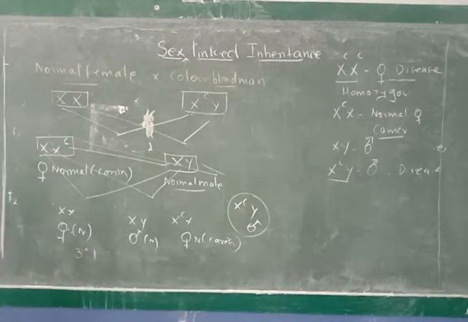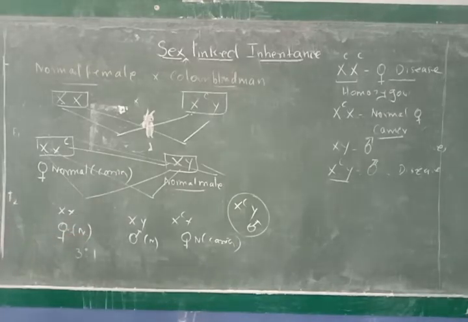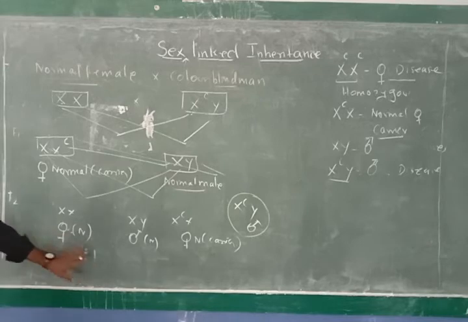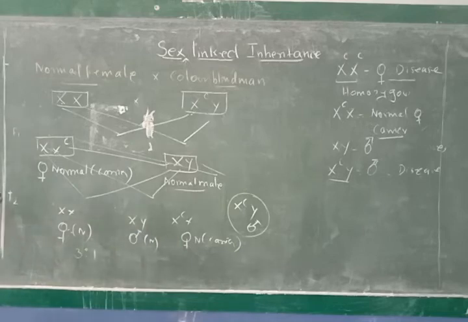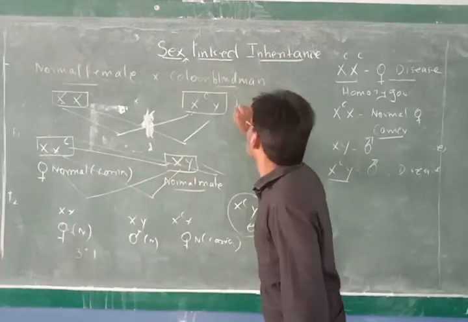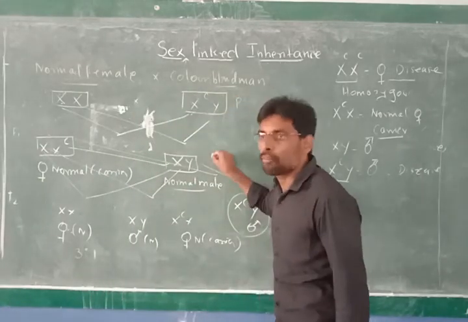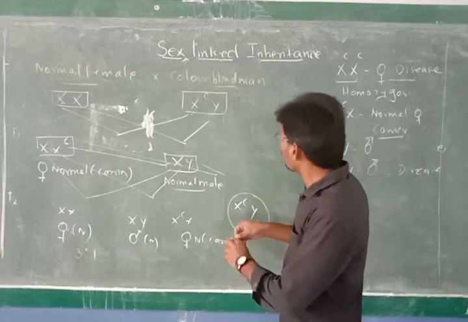Percentage wise, disease is 25%, normal 75%. Only ratios are given in the book, but they may even ask you percentage wise. So 25% is affected, 75% is normal. Is this clear? Right. So now, this is a parent and this is a progeny. This is also progeny. Now, let us look at this from a different angle.